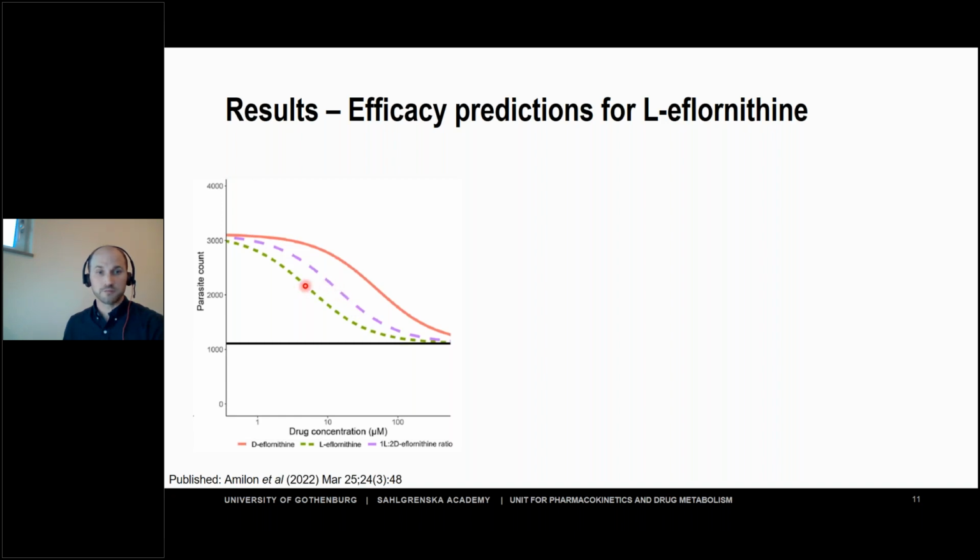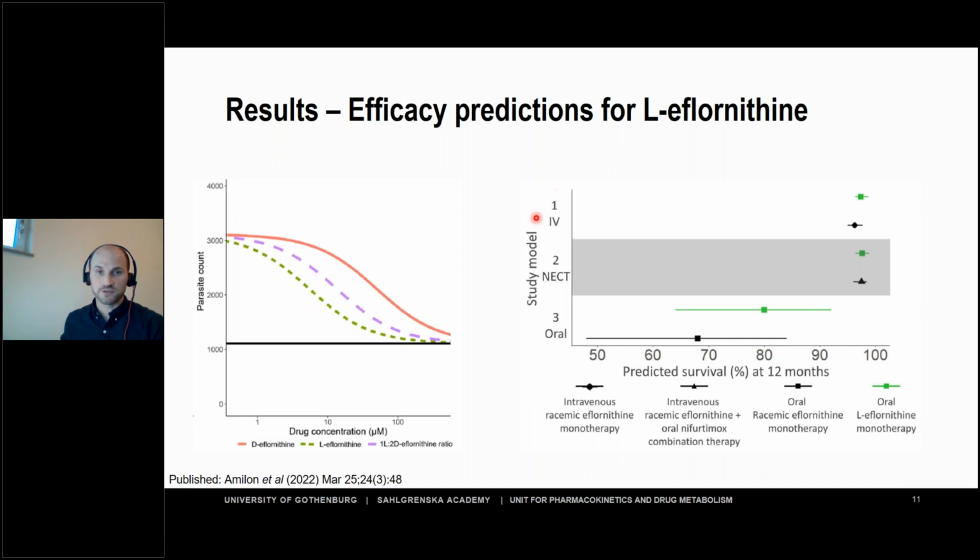We then use the difference in potency for these two to be able to say something about a potential efficacy for an L-eflornithine treatment. So using our base models from the 3 studies, where we have the intravenous monotherapy and nifurtimox eflornithine combination therapy, and it's maybe most evident for the oral treatment down here, where you see that we have a median survival in the oral racemic eflornithine monotherapy arm at 68%, with this wide confidence interval for the model.